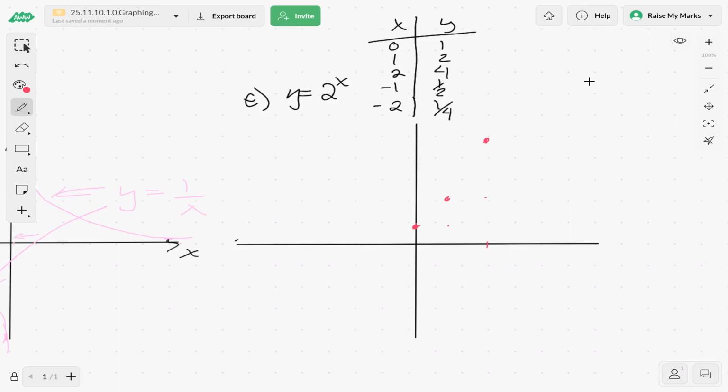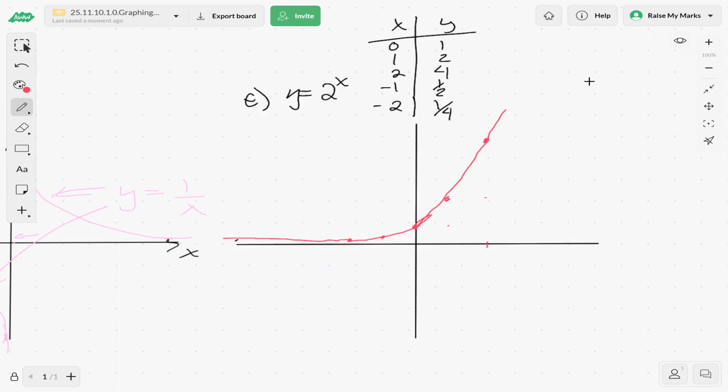When x equals negative 1, we get a half. When x equals negative 2, we have a quarter. So it looks like it's getting closer and closer to the x-axis, but it's not crossing it. So we join these dots with a nice smooth curve.